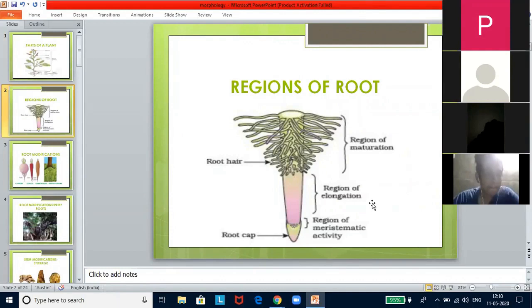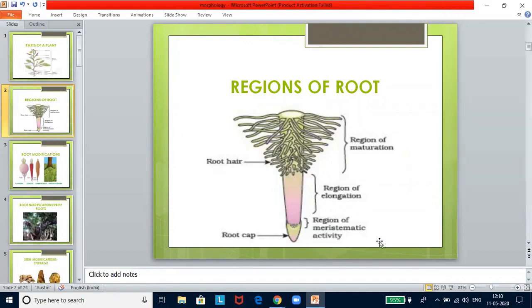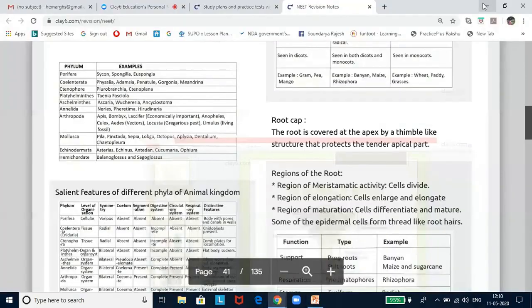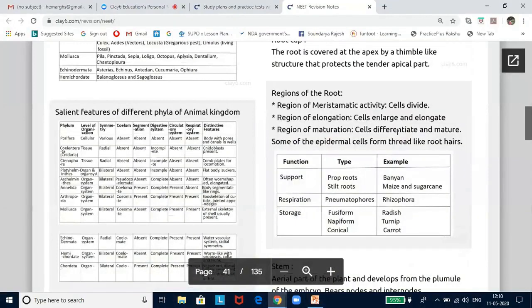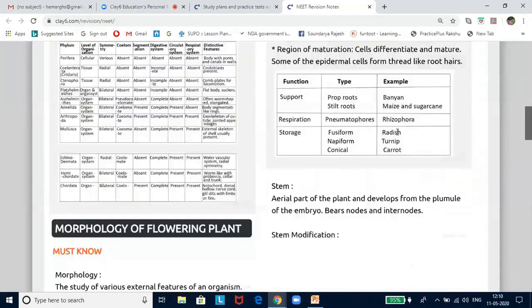Region of maturation, region of elongation, or region of meristematic activity. Please remember root hair arises from the region of maturation. Now let us look into the functions. We know the normal functions we have already seen. Now, some functions that are not normal have been taken up by the root, and such functions we call modifications, seen in root, stem and leaves.